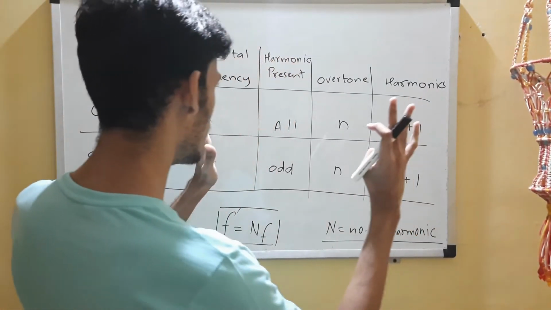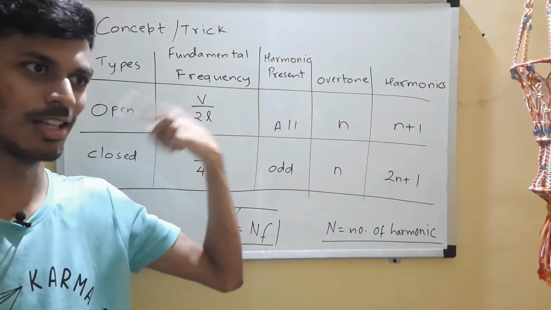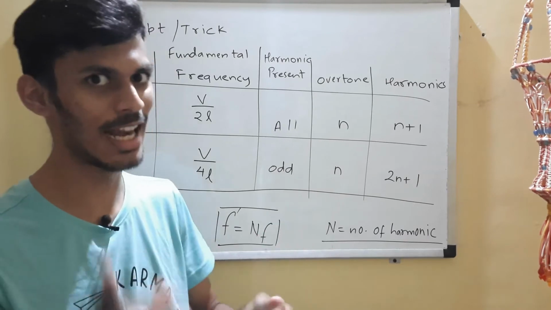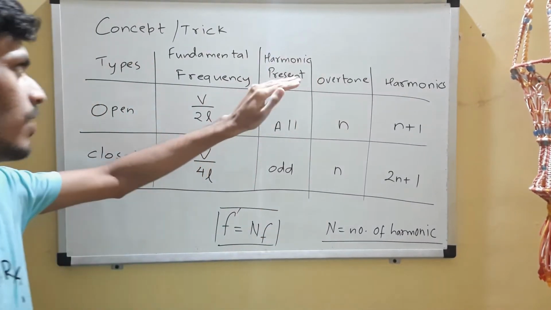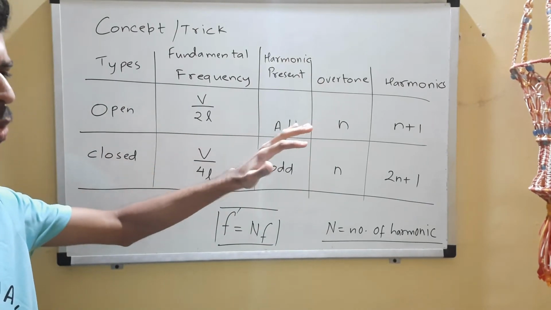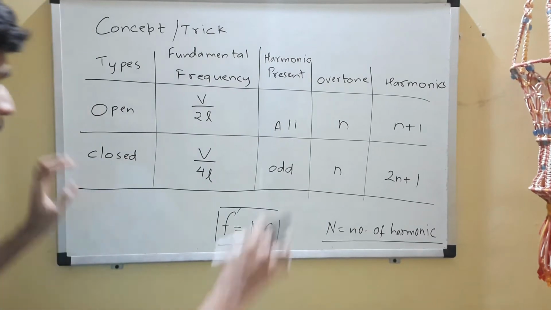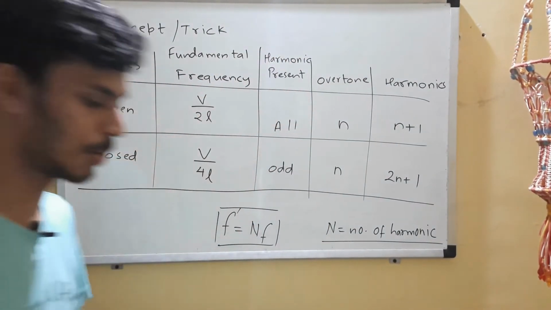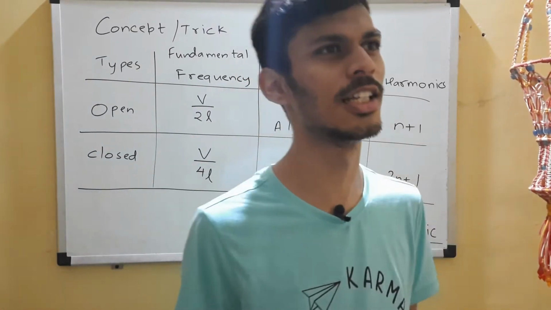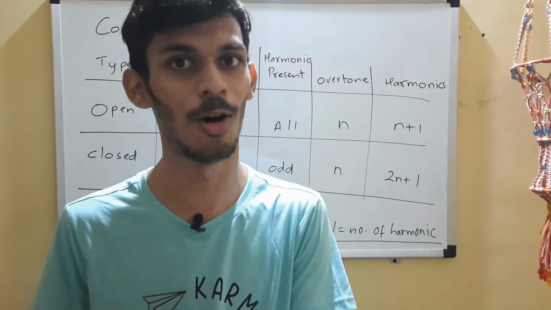So let's come to the important part now. You have to understand this in order to clear the confusion between overtone and harmonics. Now in the third column we have harmonics present. What are the harmonics that are present in an open organ pipe? We have all the harmonics present. So all the harmonics 1, 2, 3, 4, all of them are present in an open organ pipe.